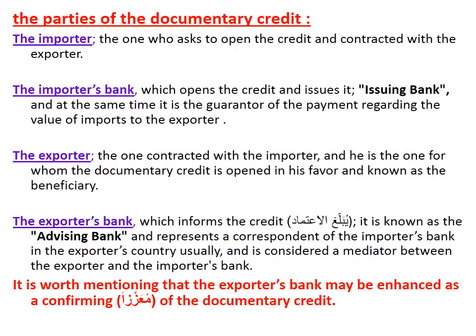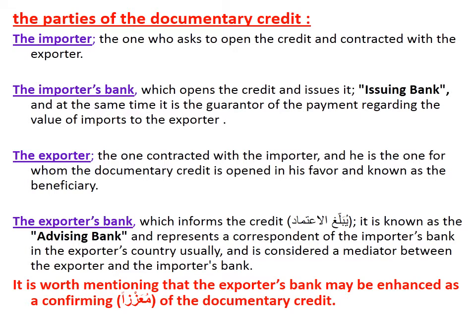The importer's bank, which opens the credit and issues it. We call it the issuing bank because it issued this credit. And at the same time, it is the guarantor of the payment regarding the value of the imports to the exporter. The exporter, the one contracted with the importer, and he is the one for whom the documentary credit is opened in his favor and is known as the beneficiary.